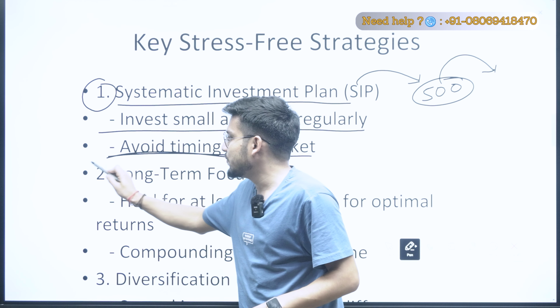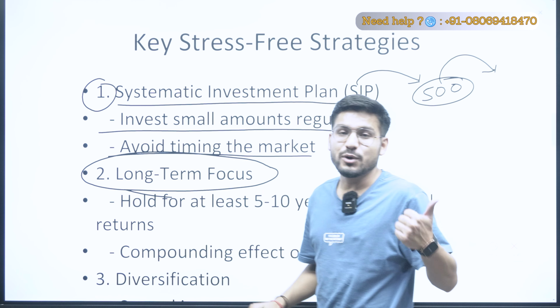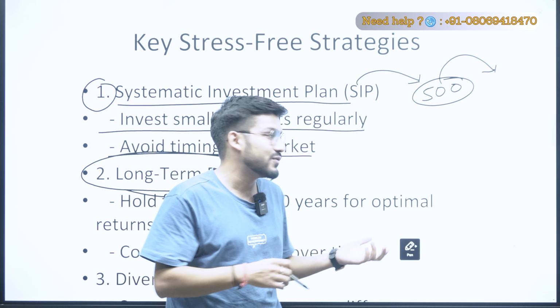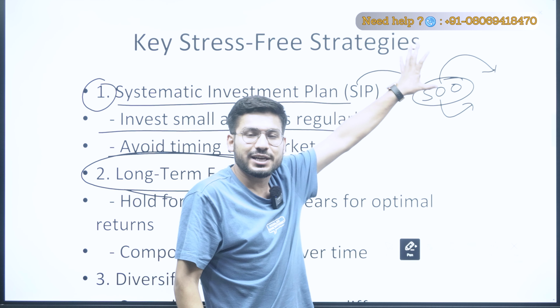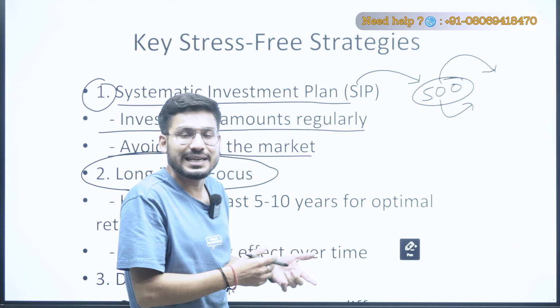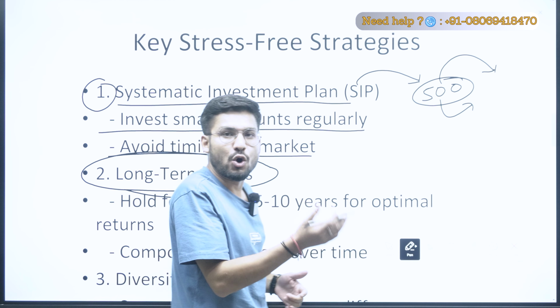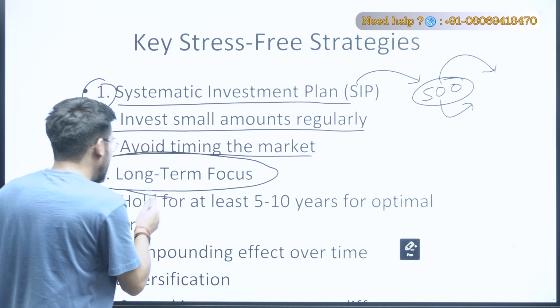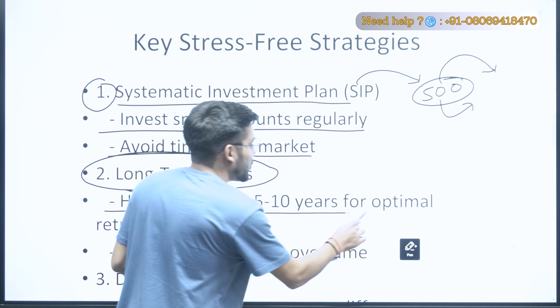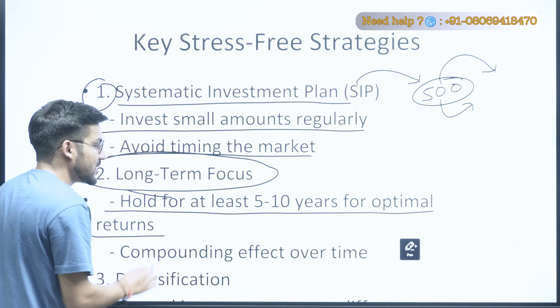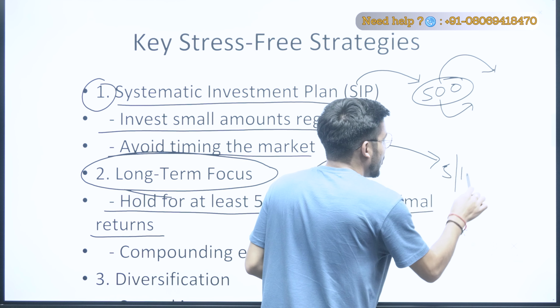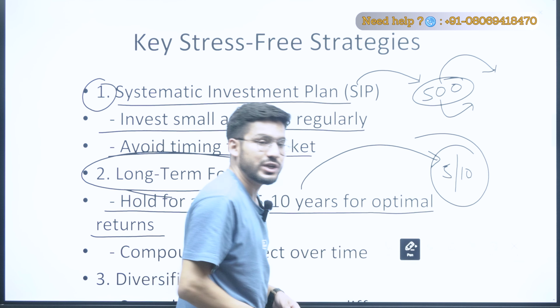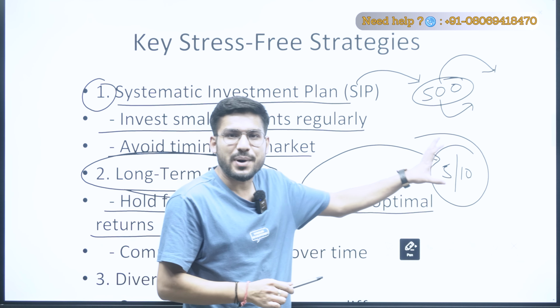Then we have the long-term focus. When we are talking about long-term focus and we are investing, for example, I'm investing 500, it will only be beneficial and give me good returns when I hold it for a longer time period. So hold for at least 5 to 10 years for optimal returns, because when you hold it for 5 to 10 years, it will give you very good returns through compounding, right?